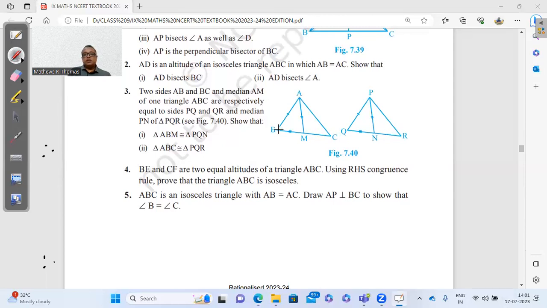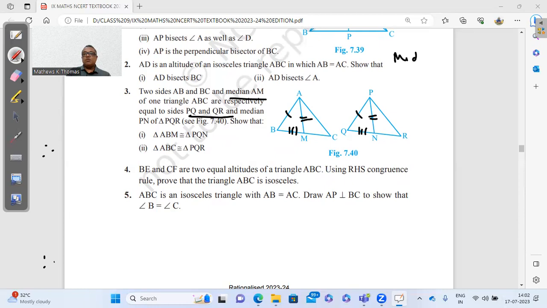Question number 3. The diagram is already given here. AB, BC, and AM are equal to PQ, QR, and PN. So AB is equal to PQ, given. AM is equal to PN, given, and BC is equal to QR, given. And it is given to us that AM and PN are medians.